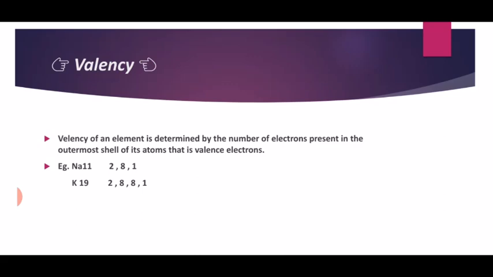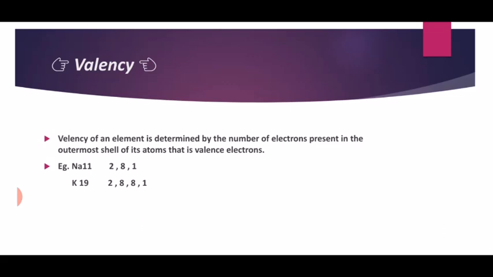Now write the electronic configuration. What is the electronic configuration of sodium? In the first shell 2 electrons, in the second shell 8. 8 plus 2 is 10. How many electrons are left? 1. So 8 plus 2 is 10, 10 plus 1 is 11.